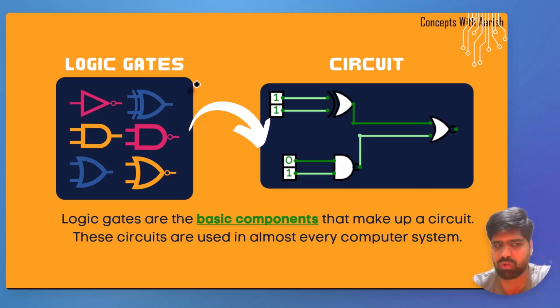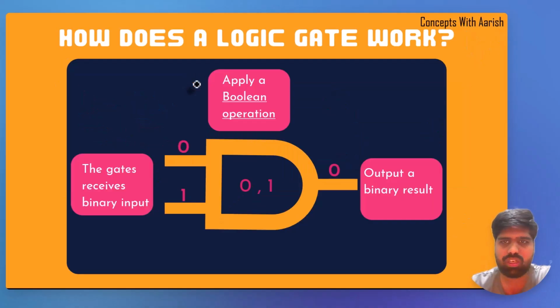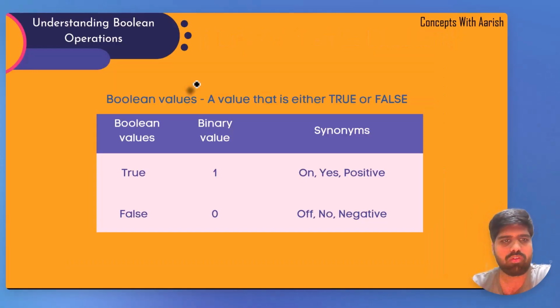As it's mentioned over here, logic gates are the basic components that make up a circuit. These circuits are used in almost every computer system. So basically, how does a logic gate work? It takes two binary inputs and applies a Boolean operation, and then it gives you an output as a binary result. So moving forward, it's very important that you remember this.